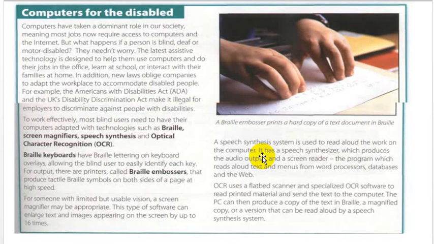To work effectively, most blind users need to have their computers adapted with technology such as Braille, screen magnifier, speech synthesis, and optical character recognition. I explained before what a screen magnifier is. Braille keyboards have Braille lettering on the keyboard. A Braille keyboard is a raised keyboard which blind people can read through their fingers.